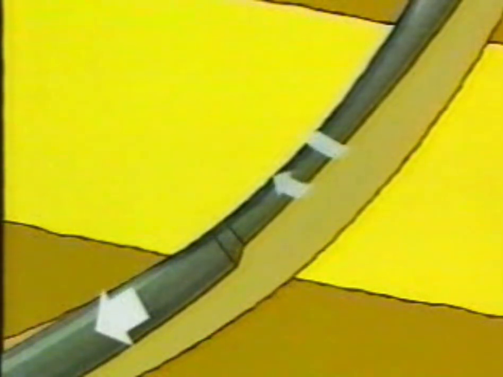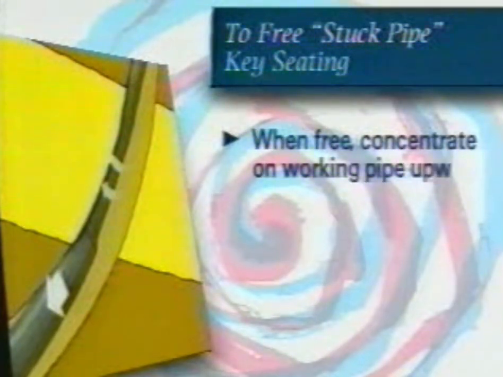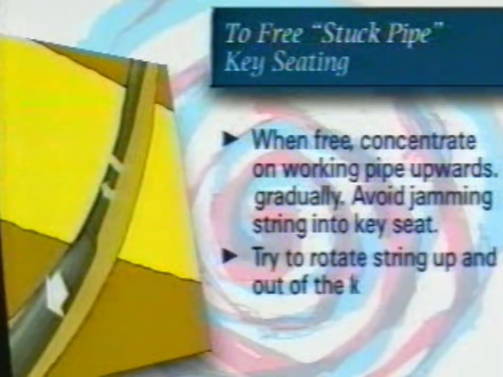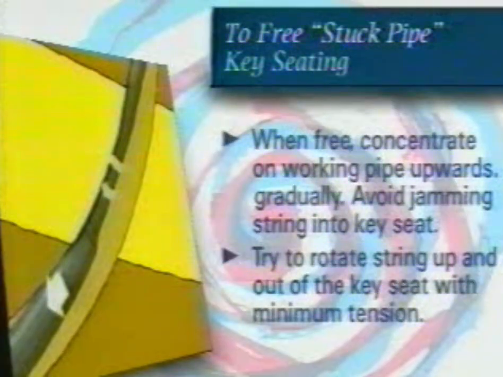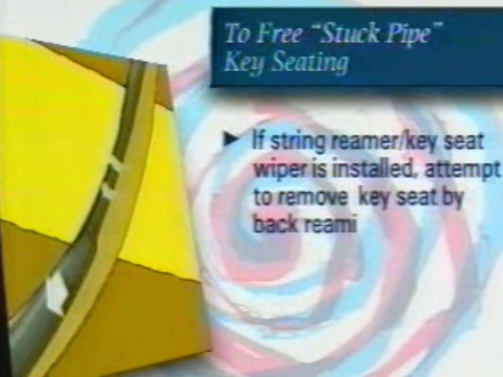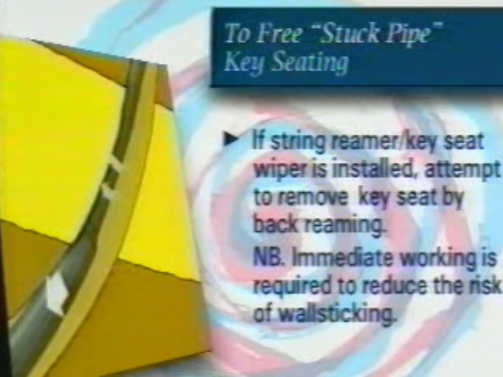To free stuck pipe in this situation, the pipe should initially be worked or jarred downwards whilst attempting to rotate. In addition, the following points should be noted. When free, concentrate on working the pipe upwards gradually. Avoid jamming the string into the key seat. Try to rotate the string up and out of the key seat with minimum tension. If a string reamer or key seat wiper is installed, attempt to remove the key seat by back reaming. It's important to remember that immediate working is required to reduce the risk of wall sticking.